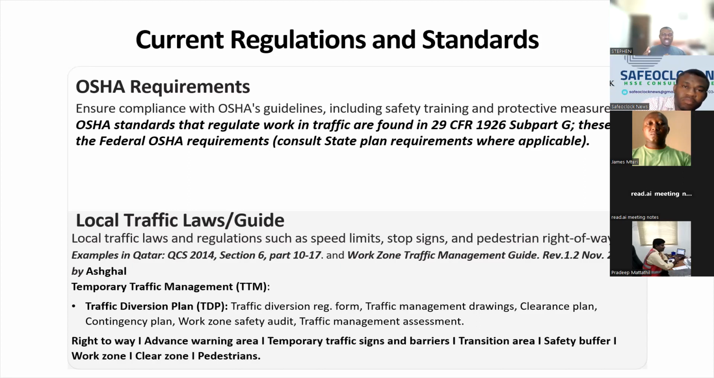within the plan, there are a lot of provisions and requirements, including a traffic diversion registration form, which needs to be applied for and approved by the government authority. There's a traffic management drawing; this document must be provided. So if you look at the requirements, you will know that there's a safety standard that must be followed.